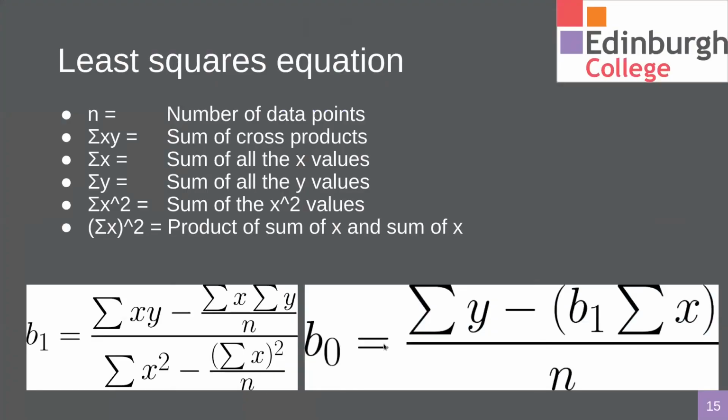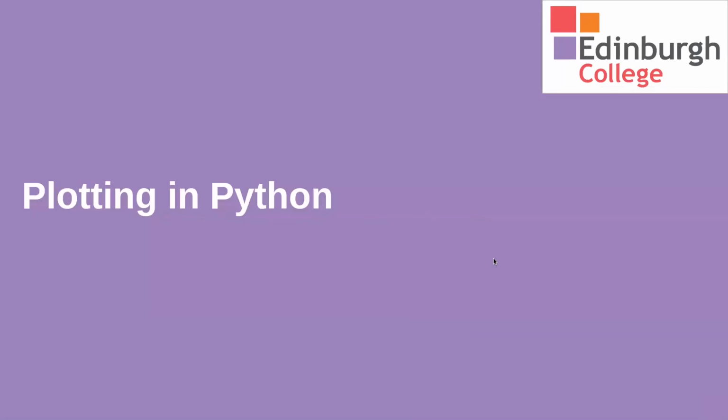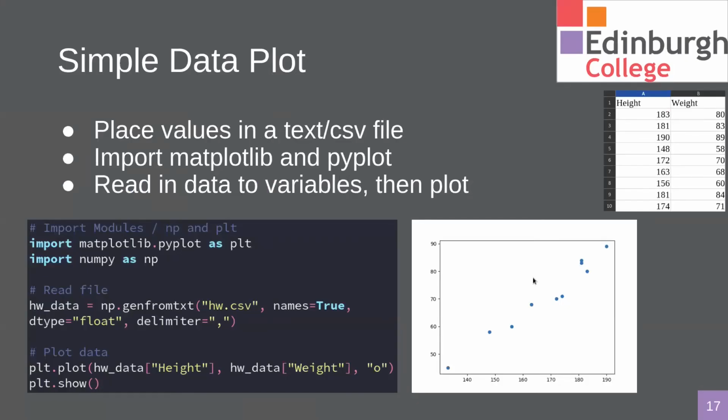That is how we calculate the least squares equation. That's how we calculate the equation of a line given a data set. Let's have a look at plotting this in Python. How do we actually plot this out in Python? Well, it's actually really straightforward. Once we have the data in the CSV file, using NumPy, we can just plot this in PyPlot, passing PyPlot a value for X and a value for Y. PyPlot understands that there's rows of data and the values are in the data.